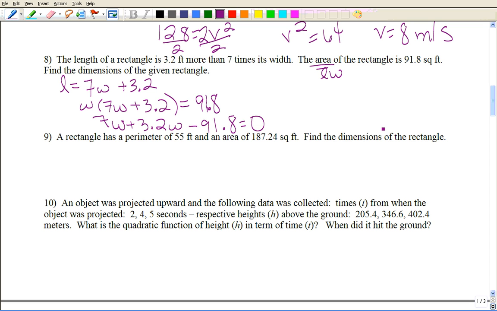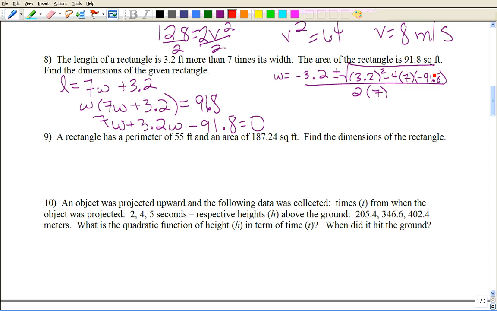So now I can use my quadratic formula to solve for the width, because if I know the width, then I know the length because I have a formula for the length. So let's give myself a little more room here. Here I have w equals negative b, so negative 3.2, plus or minus the square root of b squared, which is 3.2 squared, minus 4 times a, which is 7, times c, which is negative 91.8, all of that divided by 2 times a, which is 7.